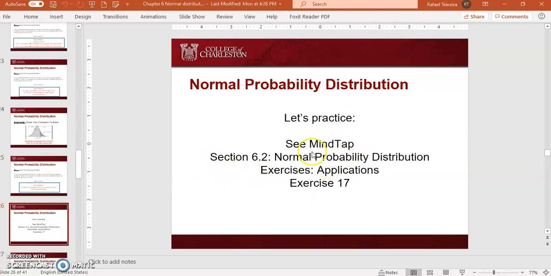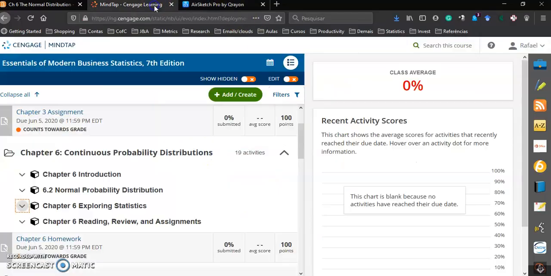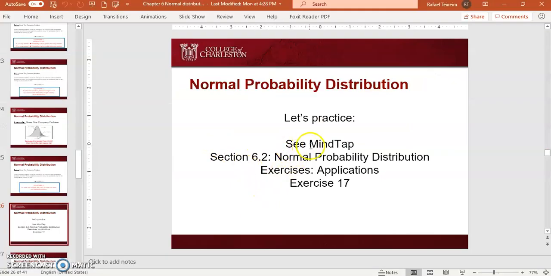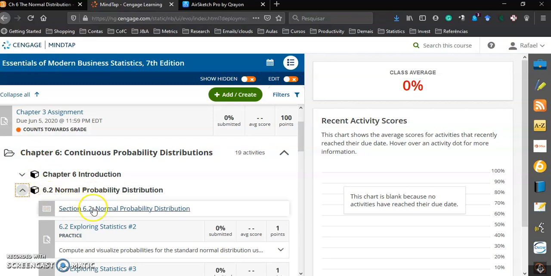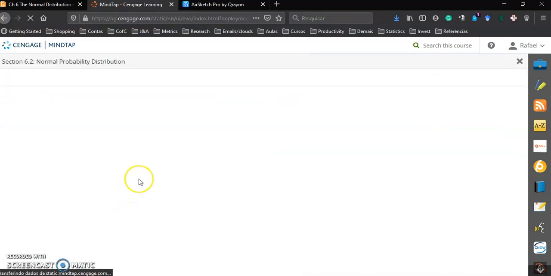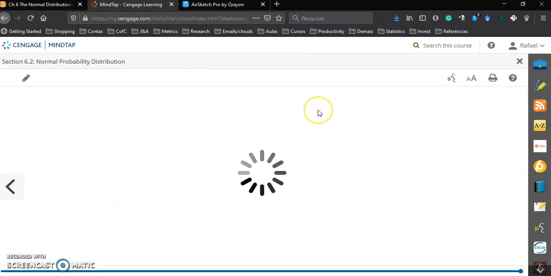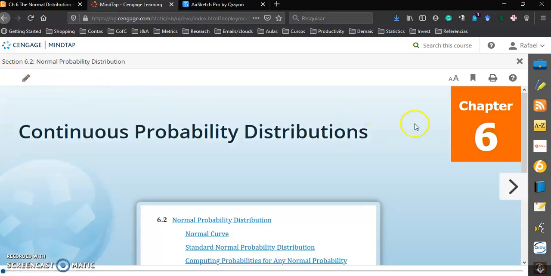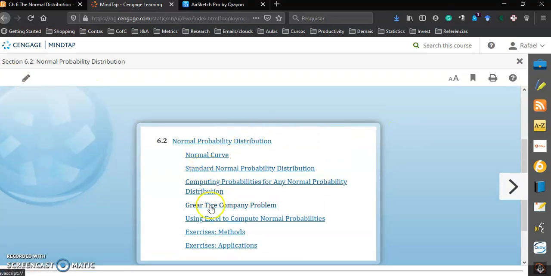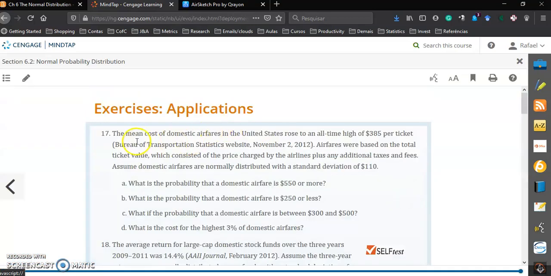I'm going to use MindTap again. Let me use MindTap, and I'm going to MindTap section 6.2, exercise application. Let me show you how to go, and let's take a look at exercise 17. So this is chapter 6, section 6.2. Then I click here in the first section 6.2. And what we have is, for example, you go to this menu, and this is everything you have. You have all the text and everything. And then you go to exercise applications, and then we have this problem.